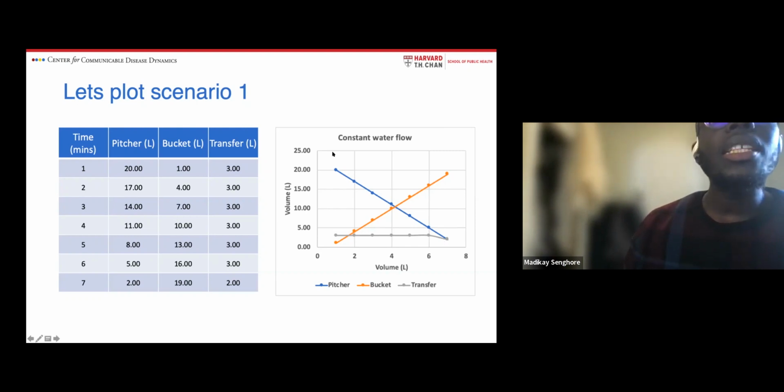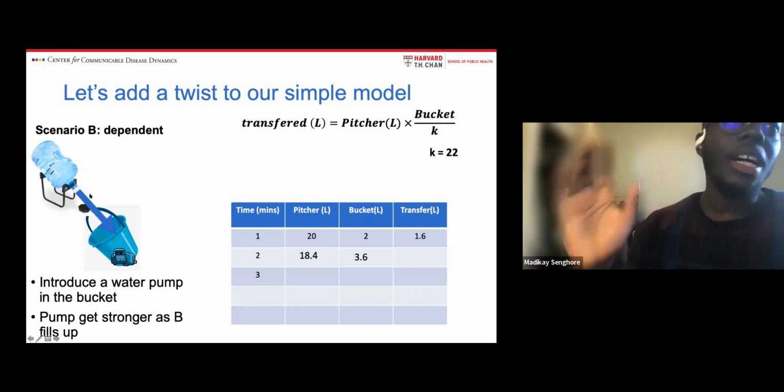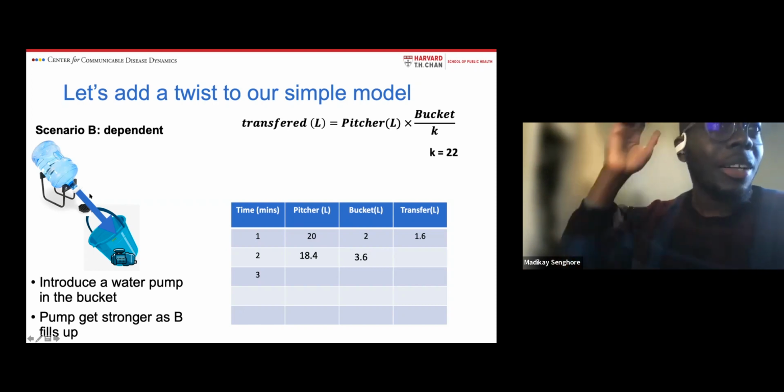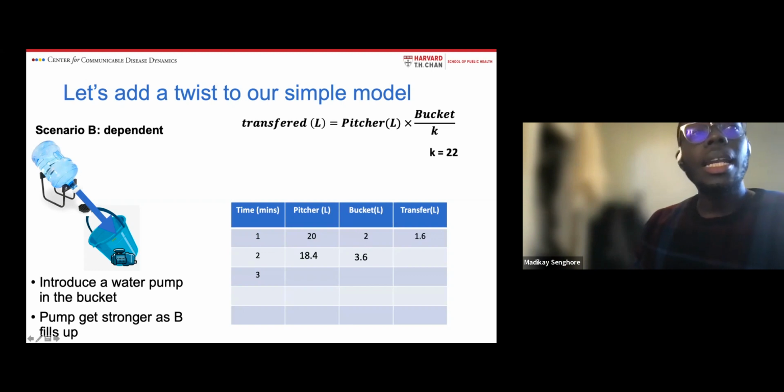If we look at a second scenario here, now what we do is we introduce a pump. Now, excuse my art. I'm not an artist. I never did well with art in school. But what I'm trying to illustrate here is the concept that the amount of water in the bucket now has a role to play in how much water is being pumped out of here. So it's going to be a proportion of how much water we have in the pitcher versus increasing with how much water is coming in the bucket.